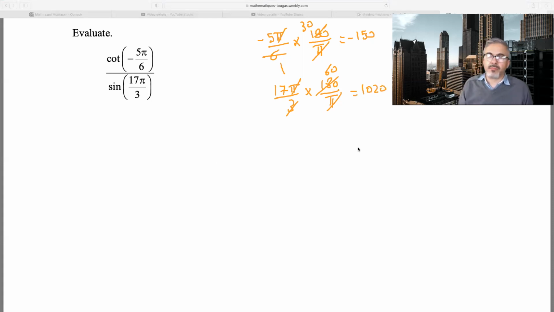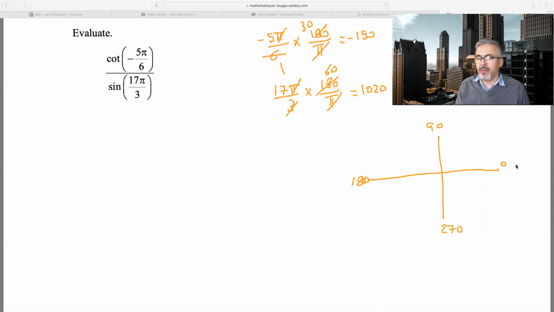So you have to draw these two angles to be able to answer this. The first angle here is negative 150. So 0, 90, pi, 180, 270, all the way around is 360. So negative 150, you're going in this direction here. It's around here.